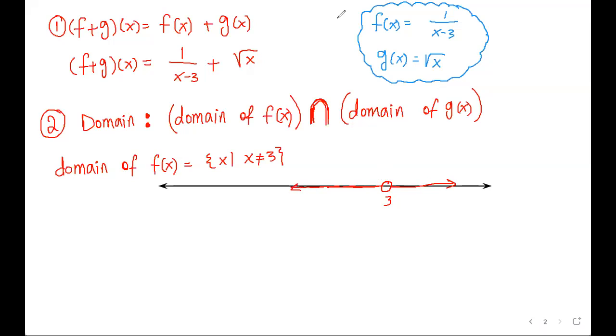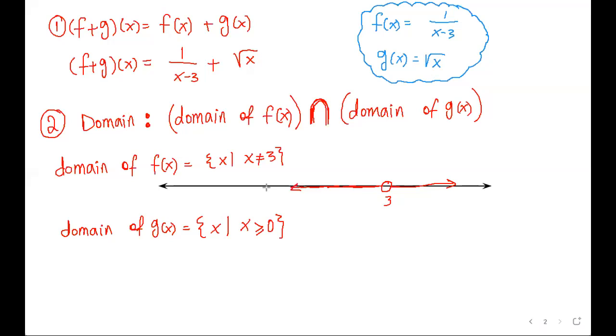Now for the domain of g(x), what's the domain for g(x)? 0 to infinity. Yes, Elder. The domain of g(x) is all elements x such that x is greater than or equal to 0. This means from 0 to infinity, I can plug any element from 0 to infinity inside g(x). I cannot plug any negative numbers inside the radical because they give me undefined values.